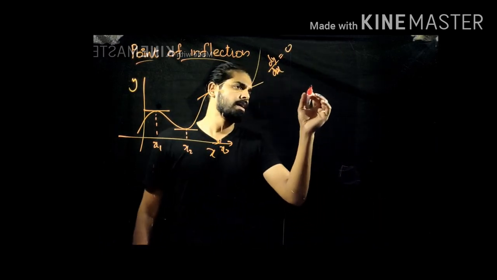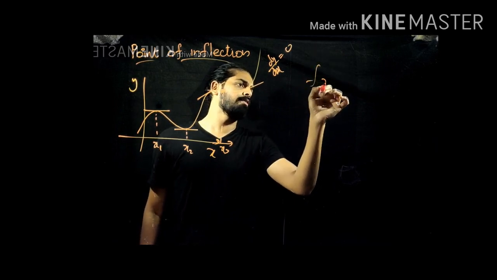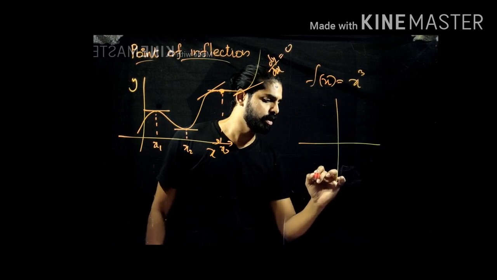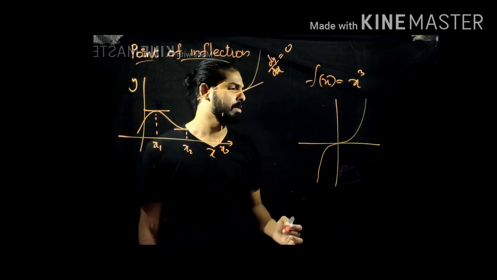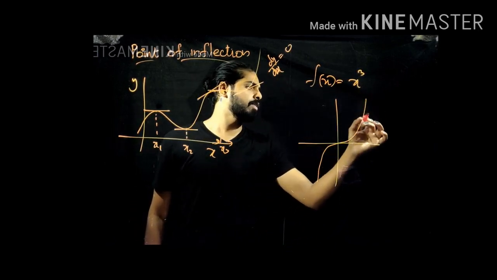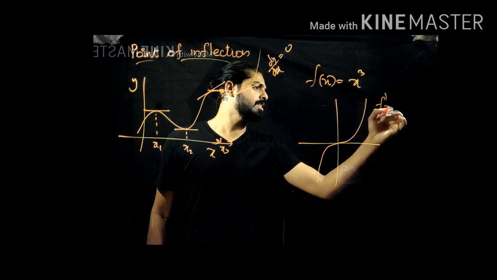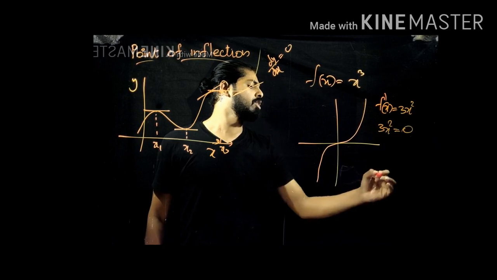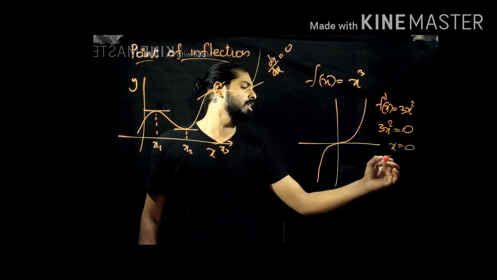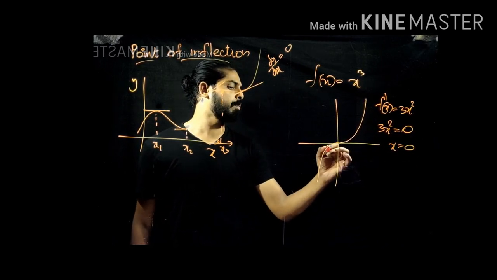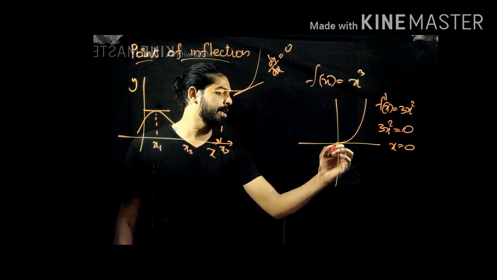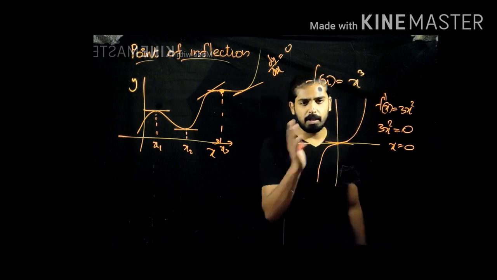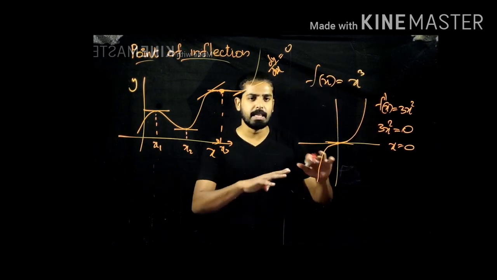For example, suppose we have a function f of x equal to x cube. You know the graph of that function. This is the graph of f of x equal to x cube. The derivative of x cube, f dash of x, equals 3x square. Our derivative equals 0 at x equal to 0. At x equal to 0, y is also 0. So this is that point. At this point, the derivative is equal to 0. But before this point and after this point, the function is increasing.